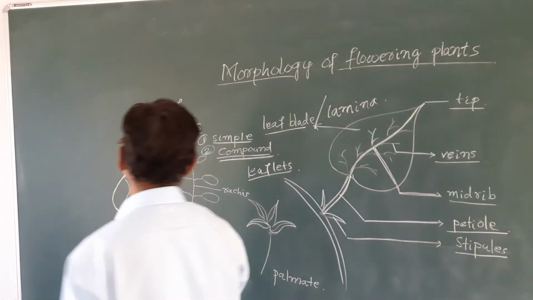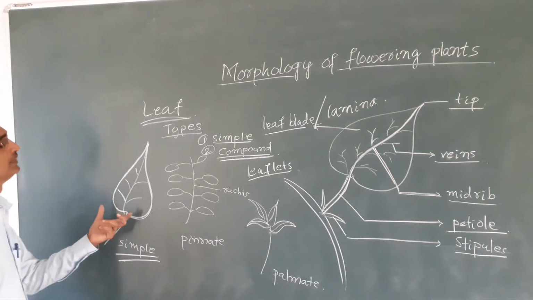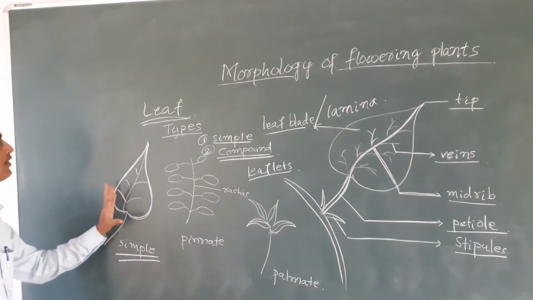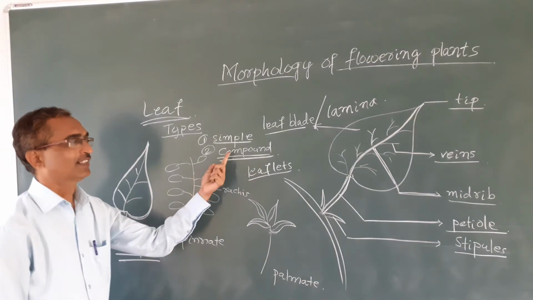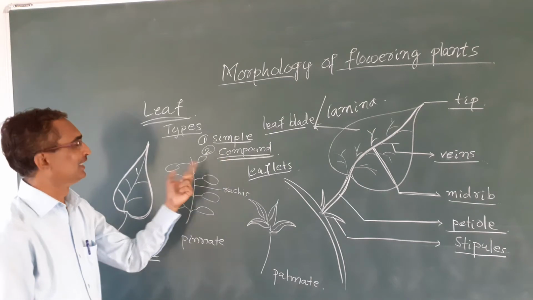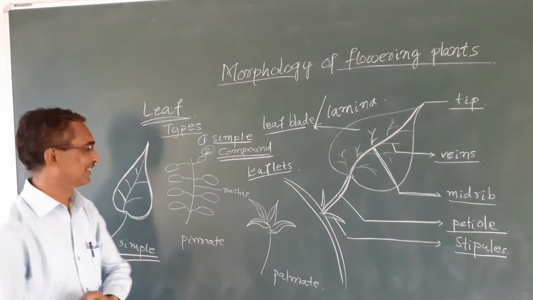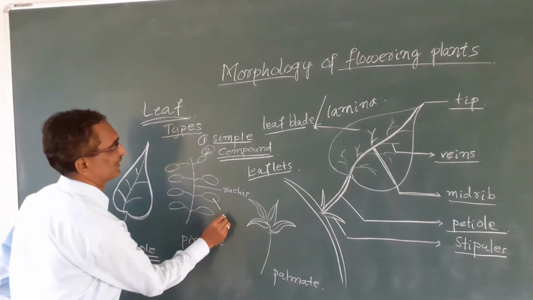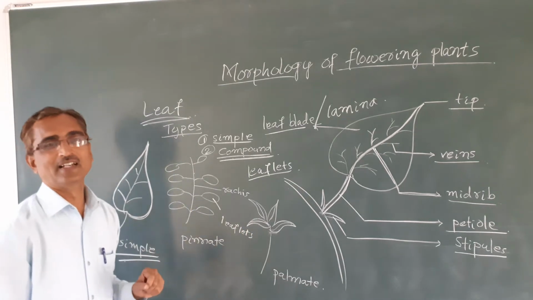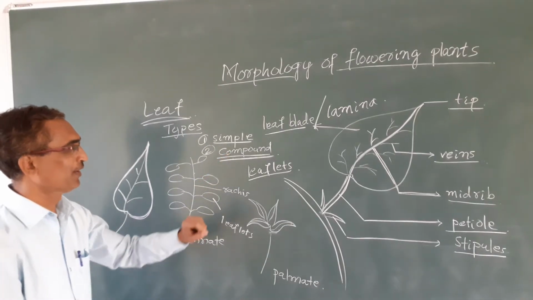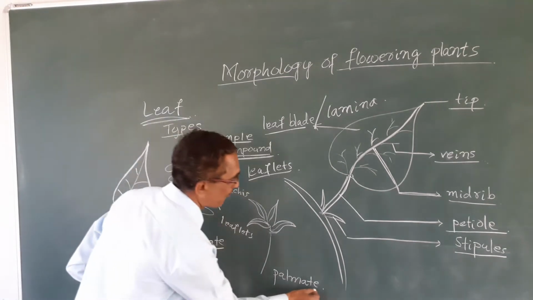You see here, this is a simple leaf where the leaf blade or lamina is not fragmented, whereas in the case of a compound leaf, the leaf blade is fragmented into leaflets. You see, these are the leaflets. And in the compound leaf, we have pinnate and palmate.